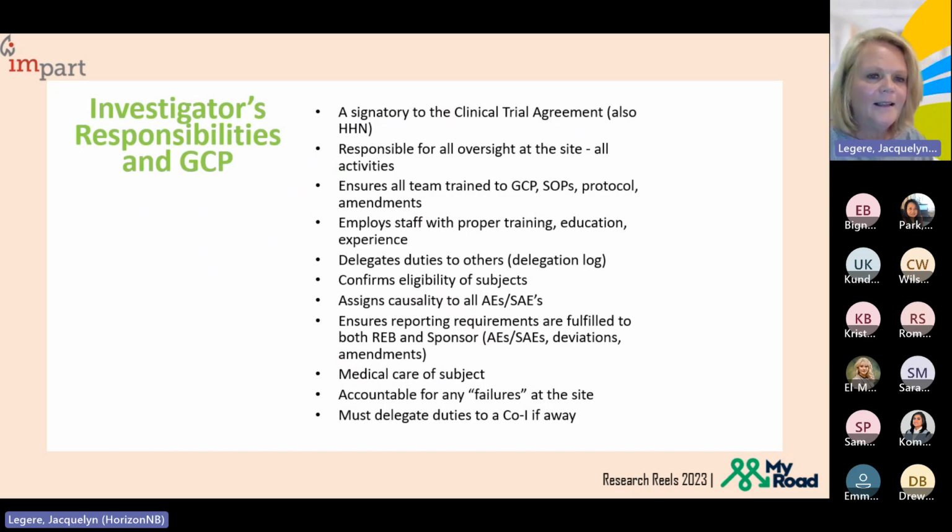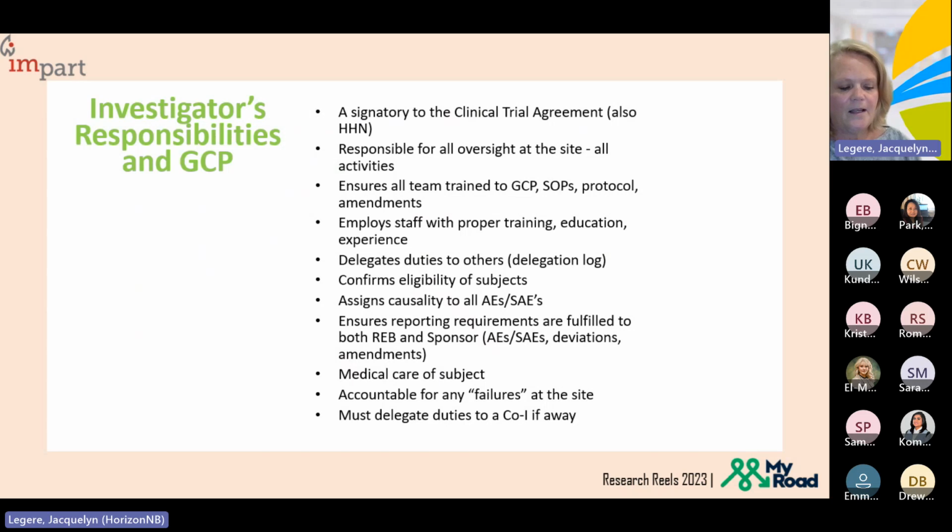There are many terms for an investigator, a physician, a qualified investigator, but they all mean the same: principal investigator. This is your physician who's in charge of your clinical trial. So the investigator is signatory to a clinical trial agreement. If you're doing a study with a sponsor, a pharmaceutical company, within Health Canada, the sponsor has the ultimate responsibility for the conduct of the trial.